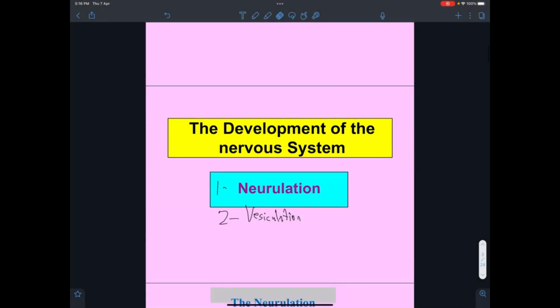Embryology. So the development of the nervous system. For lecture one, we're only going to be talking about the brain. So let's do a quick revision of how the brain is developed. Now, to understand the brain, there are two processes we need to know.